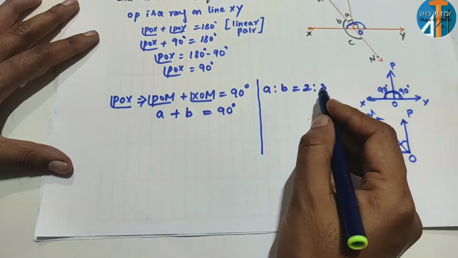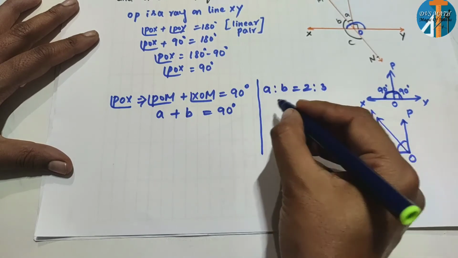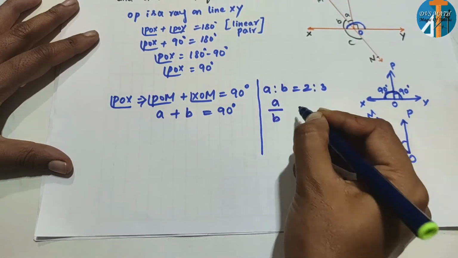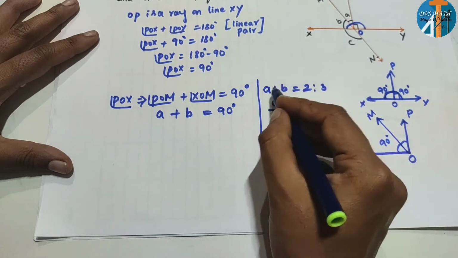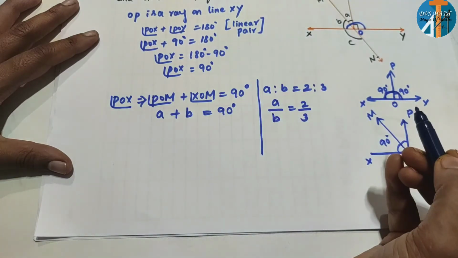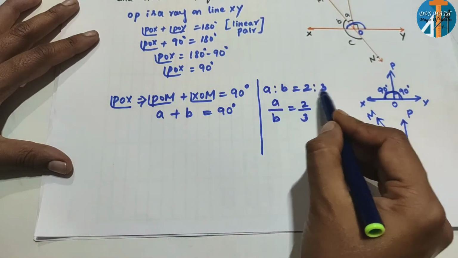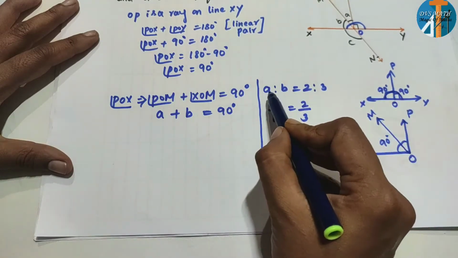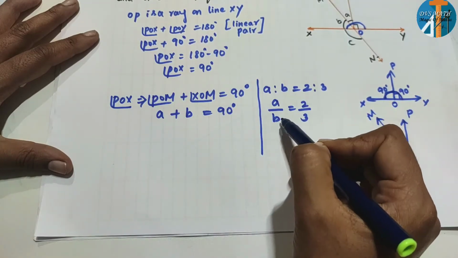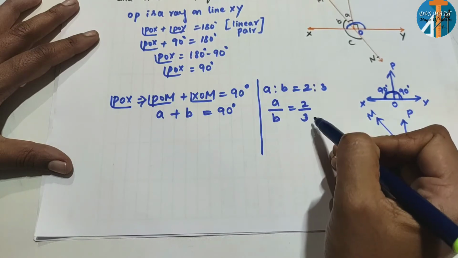And this ratio can be converted into fractions, as you all know. We can write it as A by B is equal to 2 by 3. This is in the ratio, we are writing it as a fraction. So A is to B is equal to 2 is to 3. Observe carefully. A is to B means we can write it as A by B. 2 is to 3 means we can write it as 2 by 3.